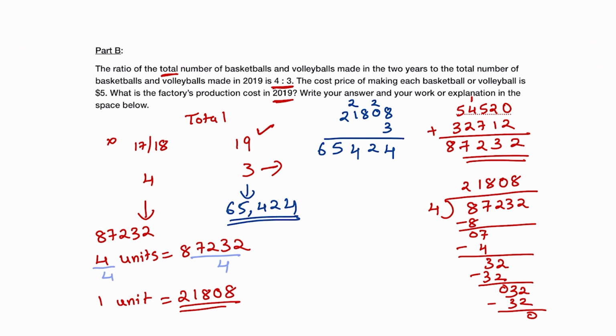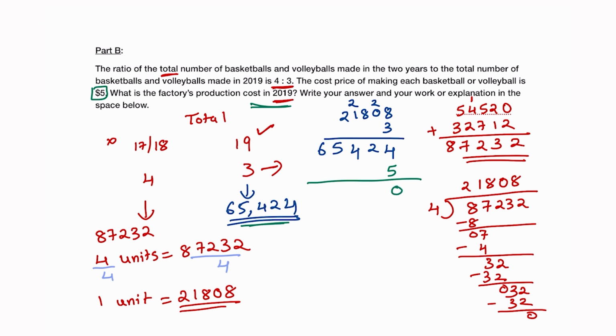Is that what we are supposed to find? No, we still have to go one step further. It says the cost of production for each basketball or volleyball is $5. And we have to find the cost of production in 2019. And we know the total is this. So each one is $5. It's basically multiplying, right? So let's do the multiplication here directly.